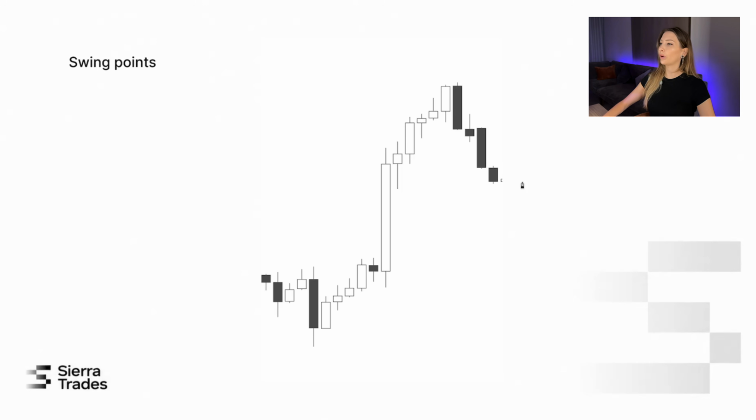Everything starts with one principle. Markets move from swing point to swing point. That's it. That's the foundation. When I open a chart, doesn't matter if it's NQ, ES, or anything else, I'm asking one question first. Where has price come from and where is it likely going to?